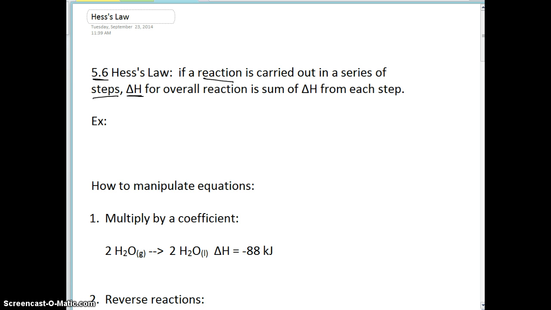The delta H value, that change in heat at a constant pressure, which we call enthalpy, is the sum of the delta H from each step. So let me give you an example of what we're talking about here.